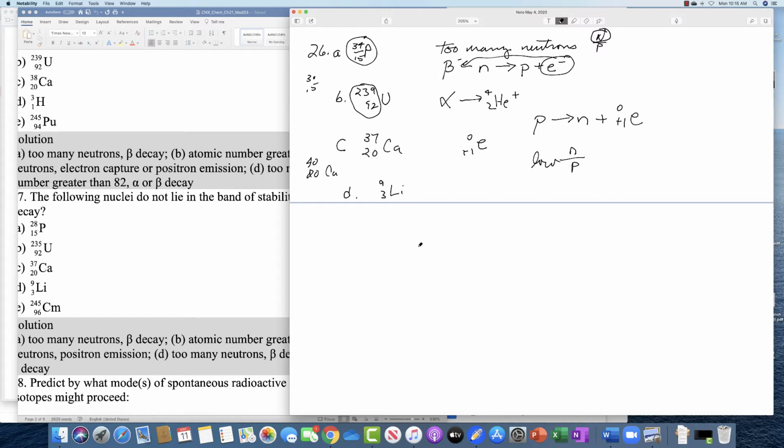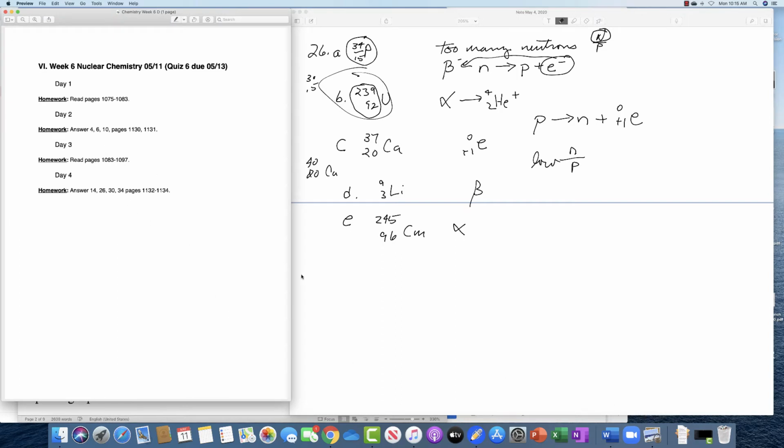9-3 lithium. Lithium, I can tell right away, has a very high N/P ratio. There are lots of extra neutrons here, so beta decay is certainly going to be one of the things that we will see. And then lastly, 245-96. Again, this is the same as the one up above, so you're going to primarily see an alpha decay. So that's number 26.